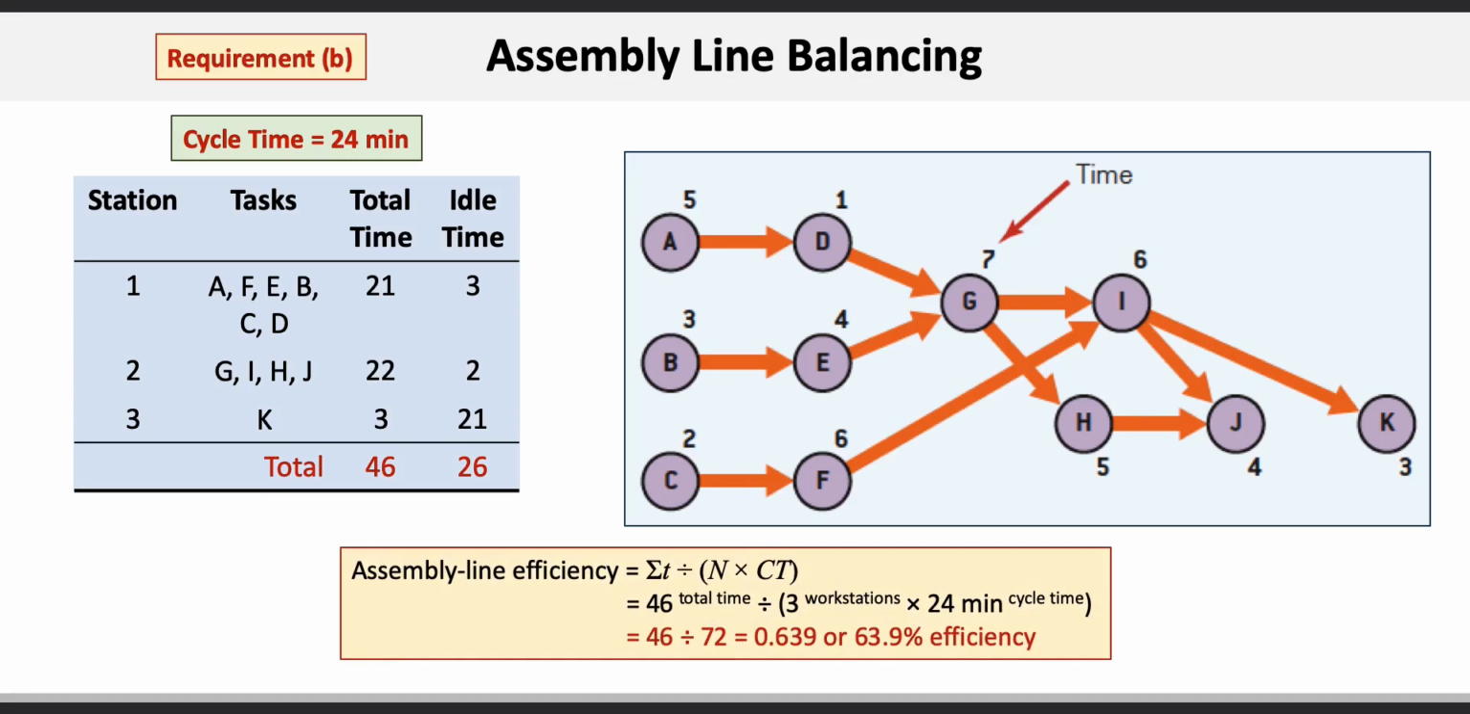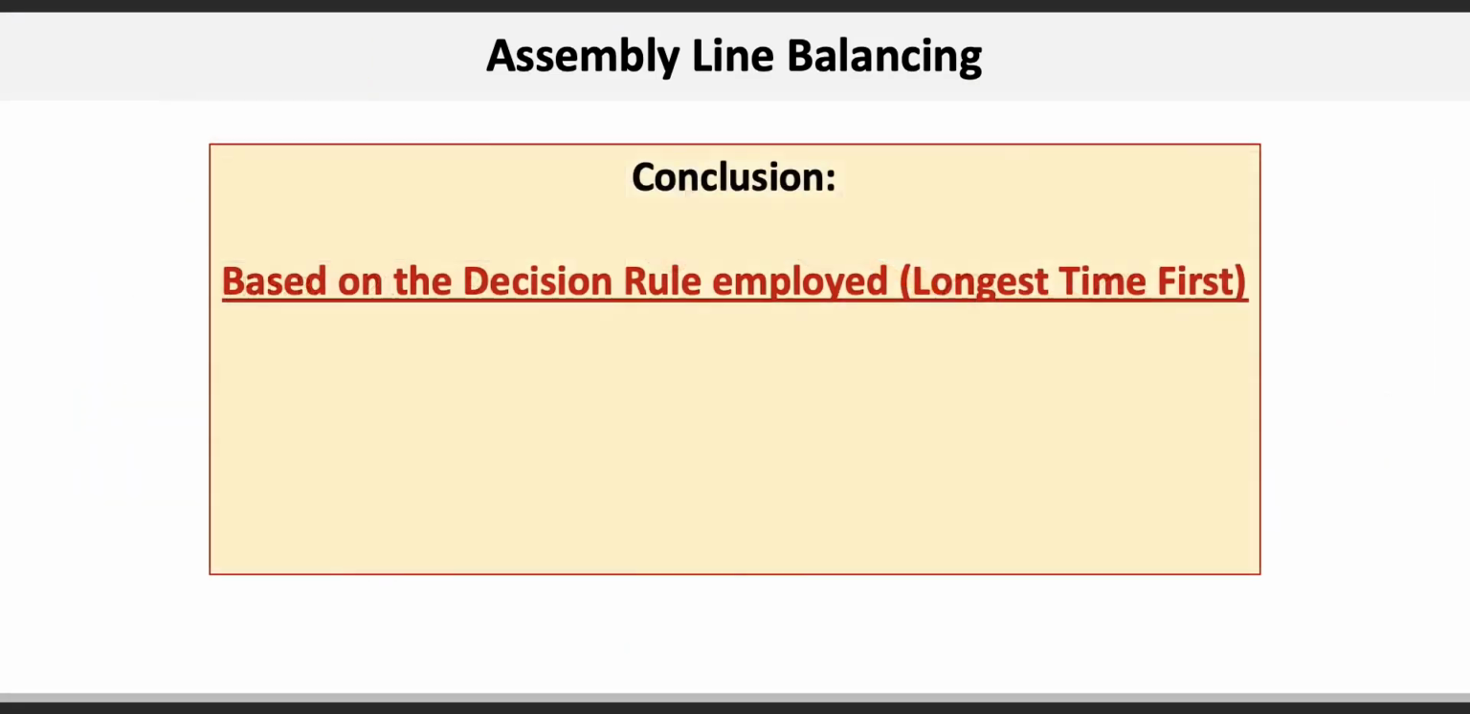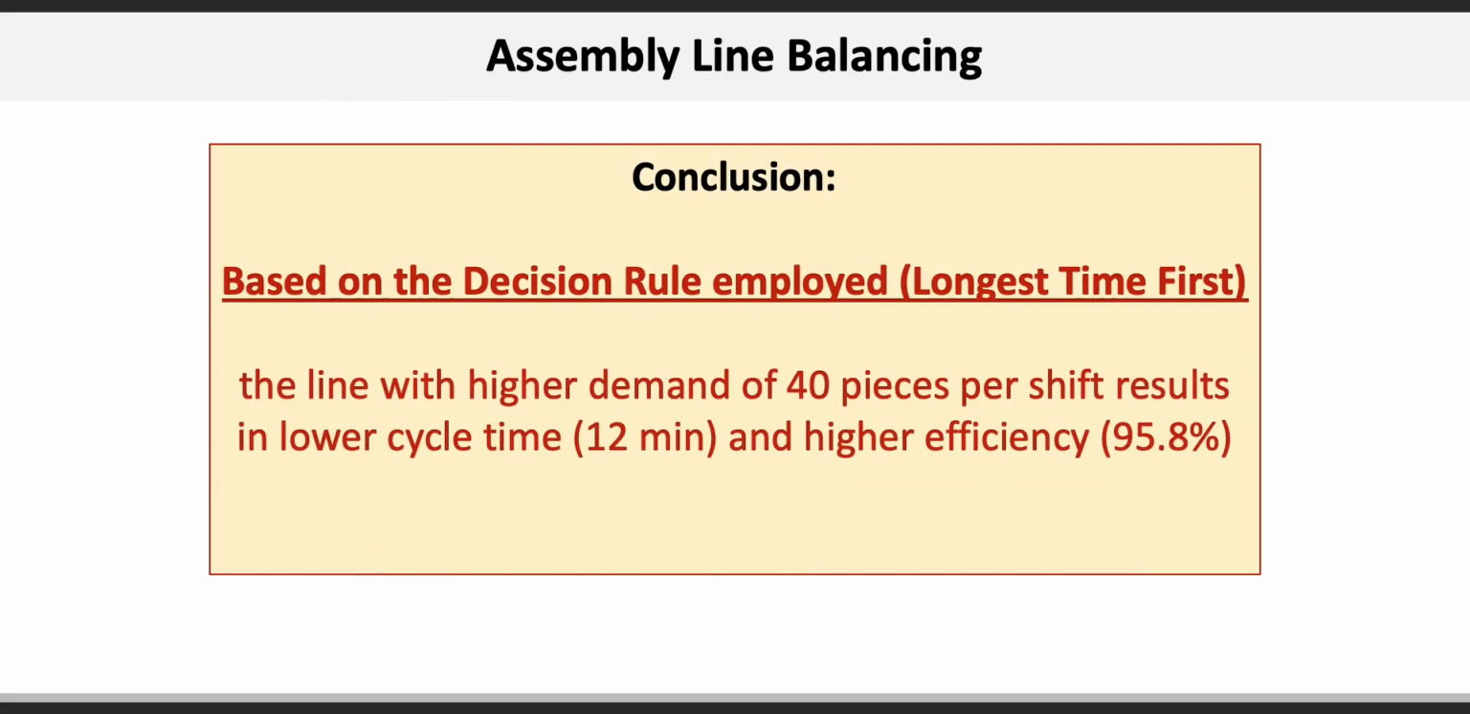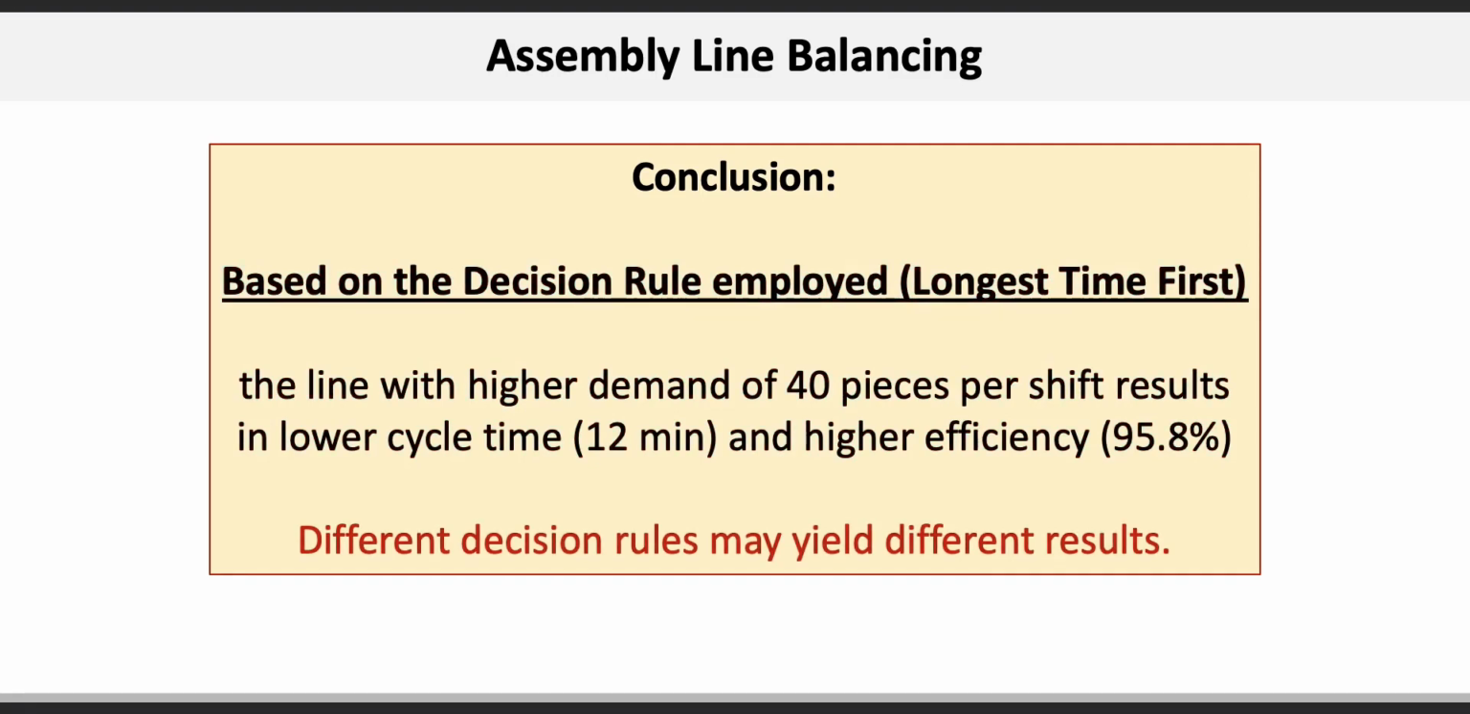Students tend to assume that assembly lines with fewer workstations are almost always most efficient. This problem shows that that's not always the case, but it depends on what the demand is. Our conclusion here is that, based on the decision rule employed, longest time first, the line with the higher demand of 40 pieces per shift results in lower cycle time of 12 minutes, which necessitated more workstations, but resulted in a very efficient assembly line at 95.8%. Different decision rules may yield different results.